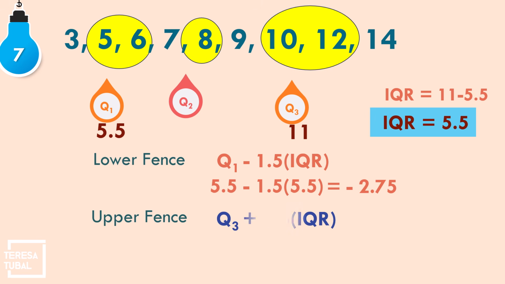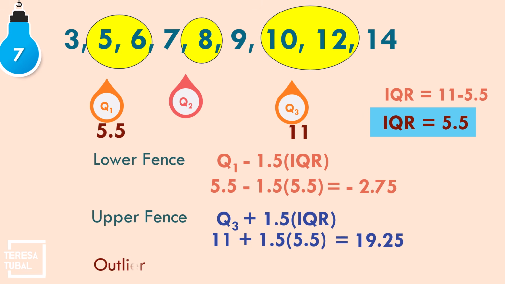The upper fence, that is quartile 3, plus 1.5 times the interquartile range. The quartile 3, that is 11, plus 1.5 times 5.5. 11 plus the value, if we multiply this, the answer is 19.25. So negative 2.75 and then 19.25. So lahat ng dataset is within the boundaries. So the outlier, the answer is equal to none.